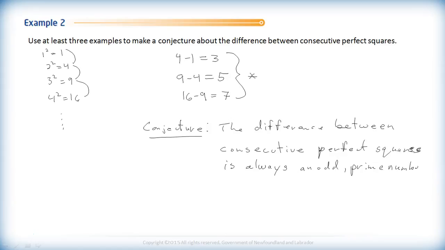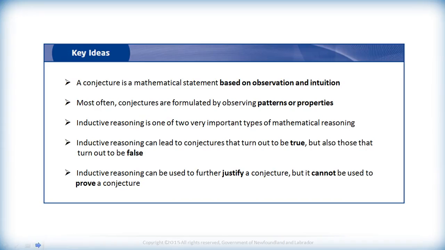That's a pretty strong conjecture. I don't know if it's true. We don't know if it's true. So if we're going to try to use inductive reasoning to show that it's true, we'd have to check every possible number in the universe, which obviously is not possible. So in that case, we wouldn't be able to prove it using inductive reasoning, but that's our conjecture.